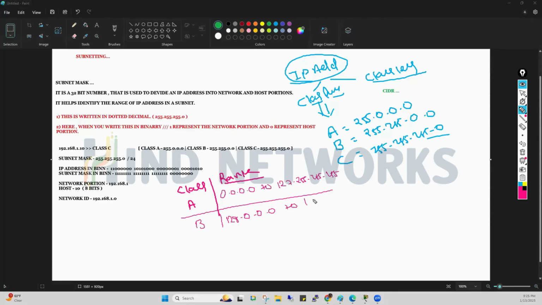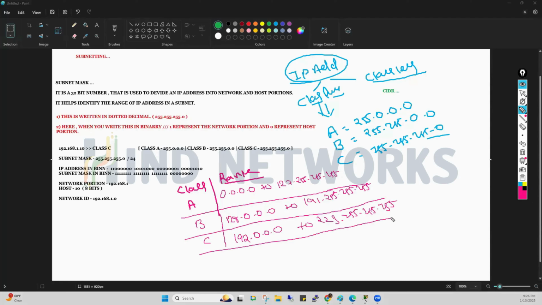128.0.0.0 to 191.255.255.255. That is the range for class B. Getting my point? And if we discuss class C, then the range will be 192.0.0.0 to 223.255.255.255.